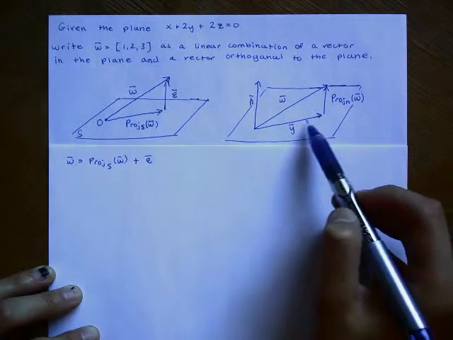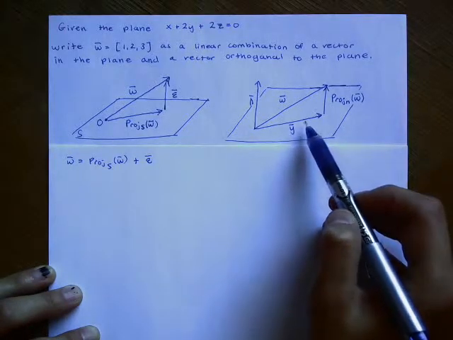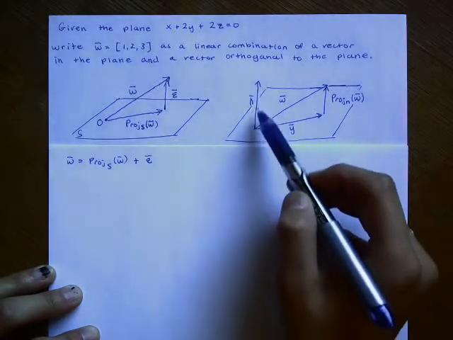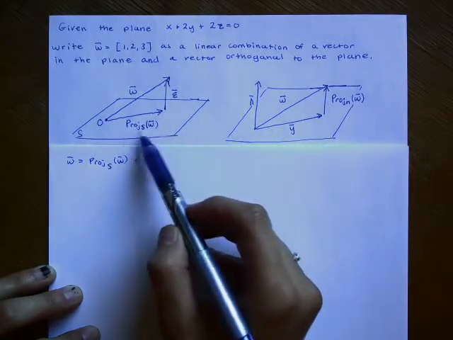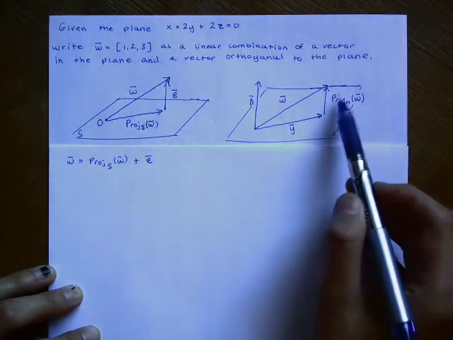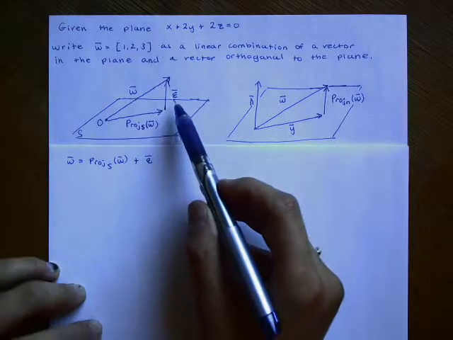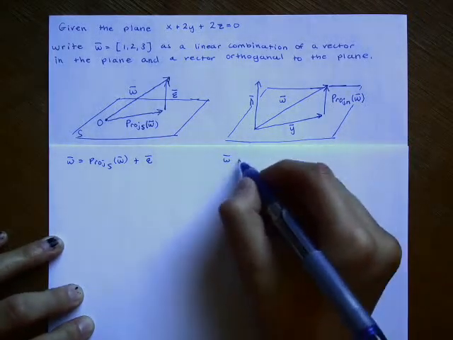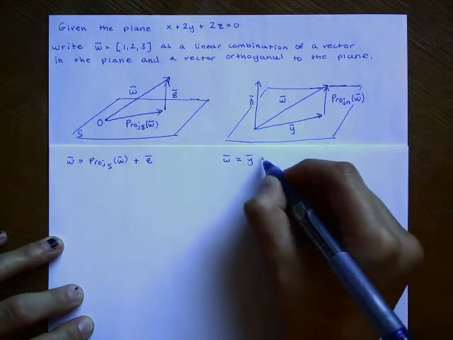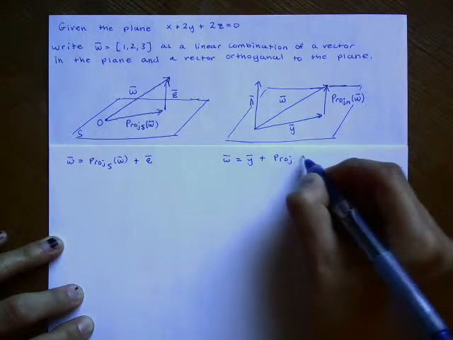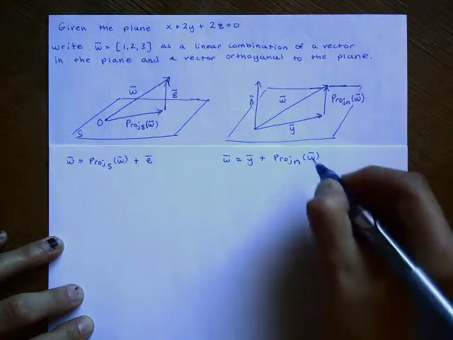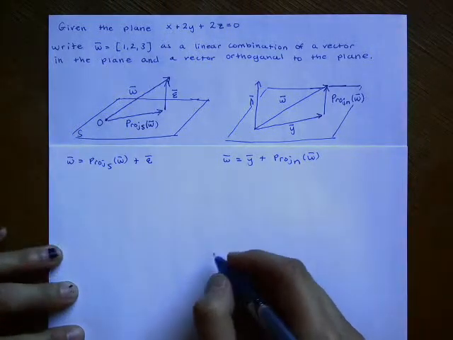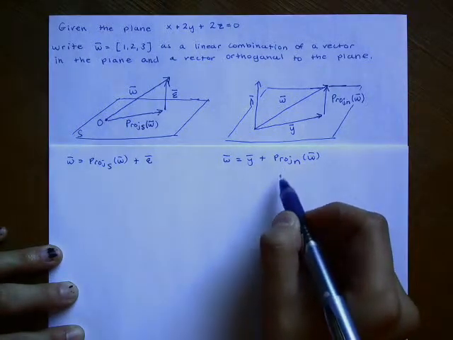And then we have this vector y, which is in the plane and which is also orthogonal to n. So vector y is the same as this projection here, and our projection onto the normal is the same as our error vector. So an equation based on this picture here would be W equals vector y plus the projection of W onto our normal vector. So let's calculate this projection value here.